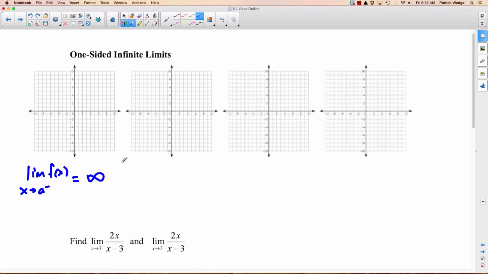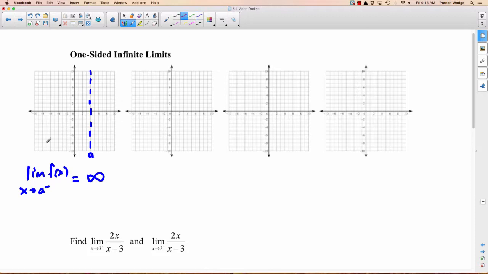So let's just draw an example of this. So remember, at the point a, we're going to get a vertical asymptote. So let's just draw the vertical asymptote anywhere you want. I don't know. I'm going to put it here at 4. So if this is my a value right here at 4, I'll label it a.